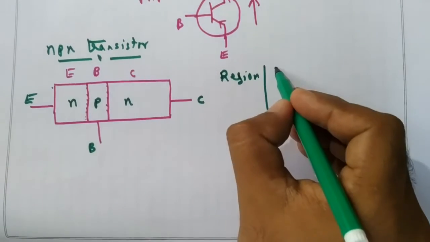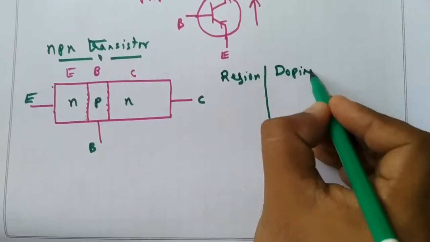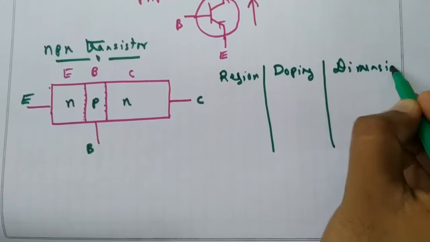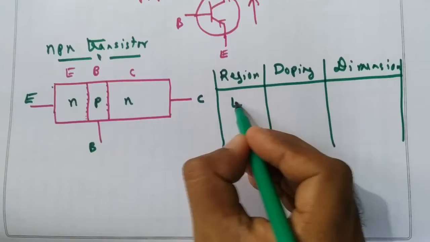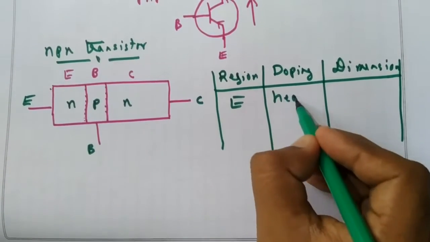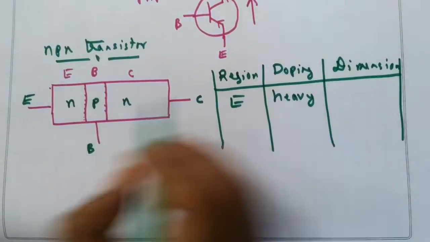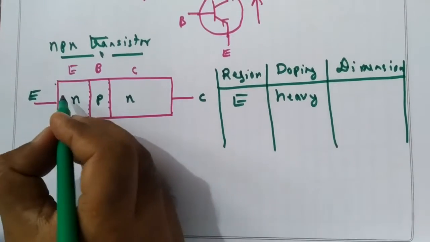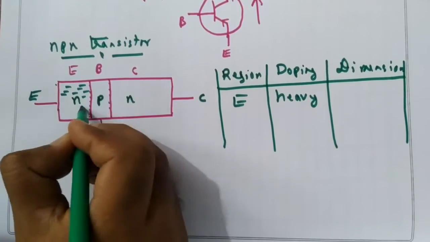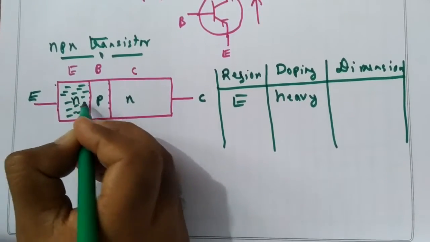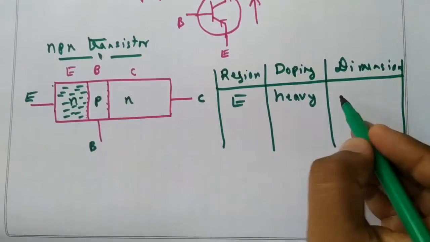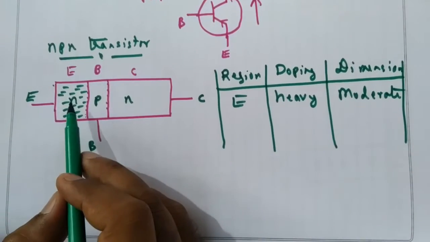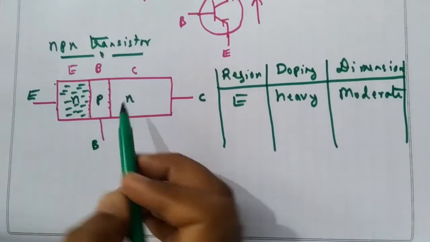You take a region, next doping concentration, and physical dimension. Let us take the emitter. The emitter is heavily doped, that is, there are more majority charge carriers in the emitter. So the emitter is heavily doped, so there are more electrons as far as an NPN transistor is concerned. Now the dimension of this is moderate, that is, the size is between the emitter, base, and the collector.